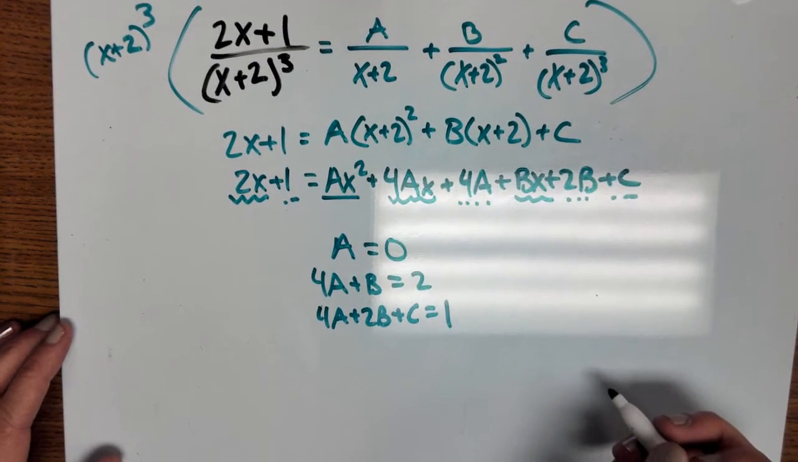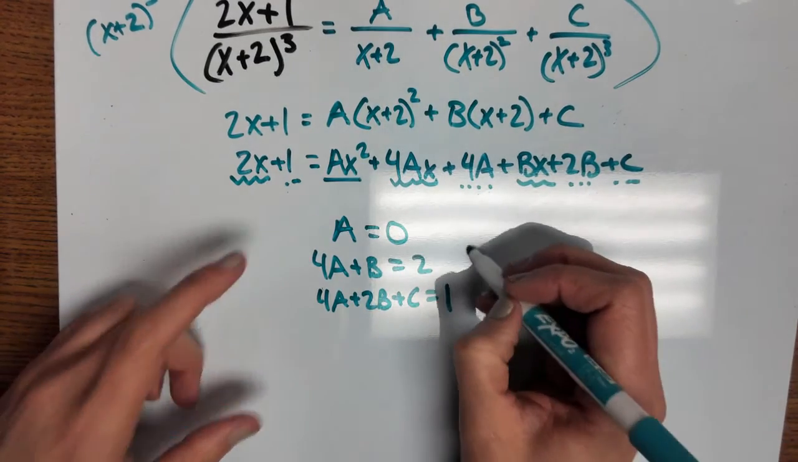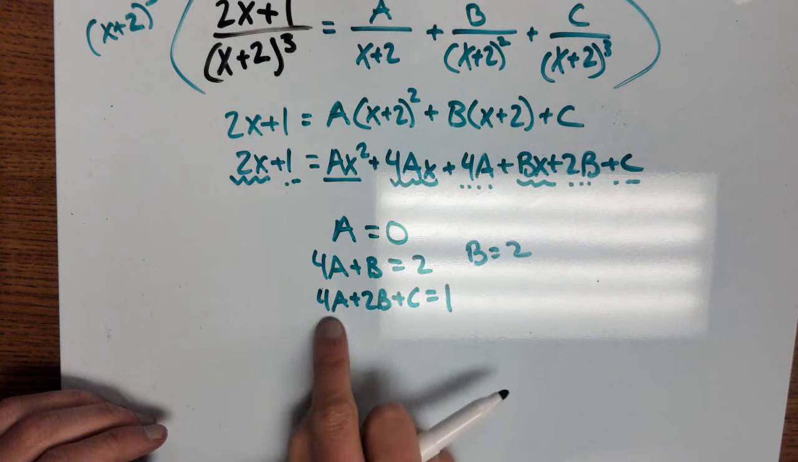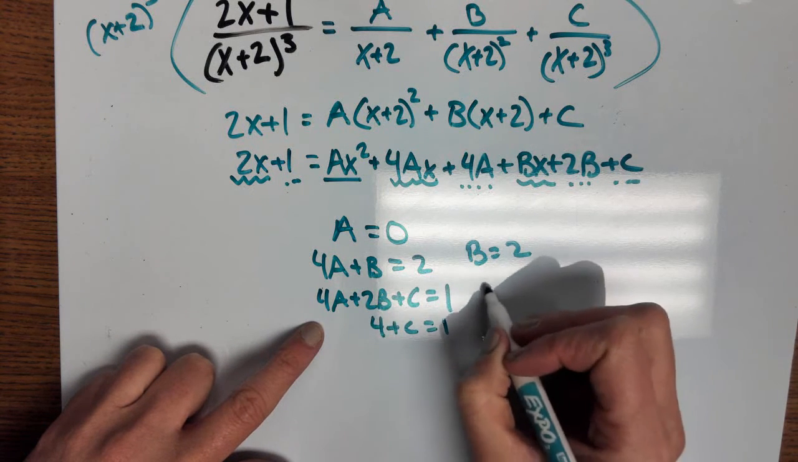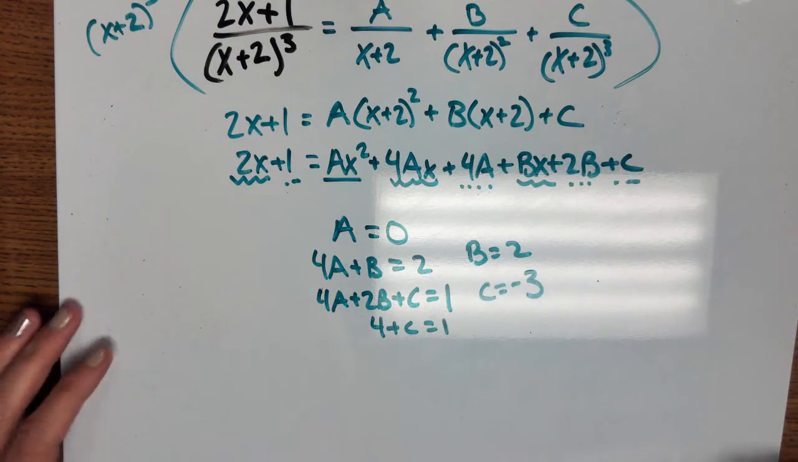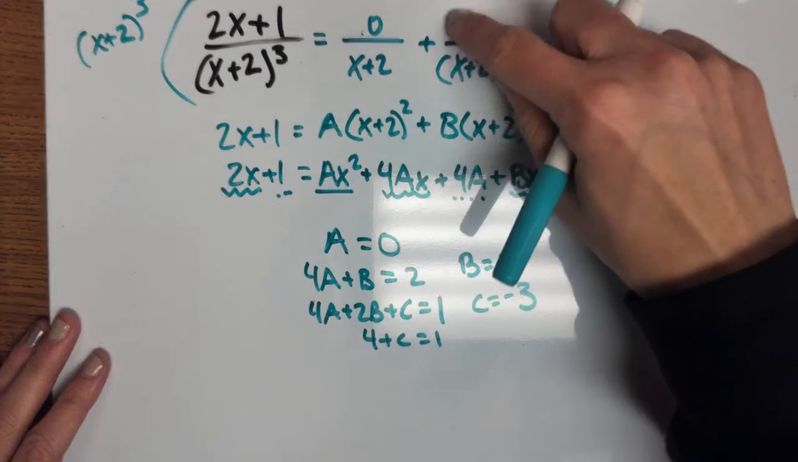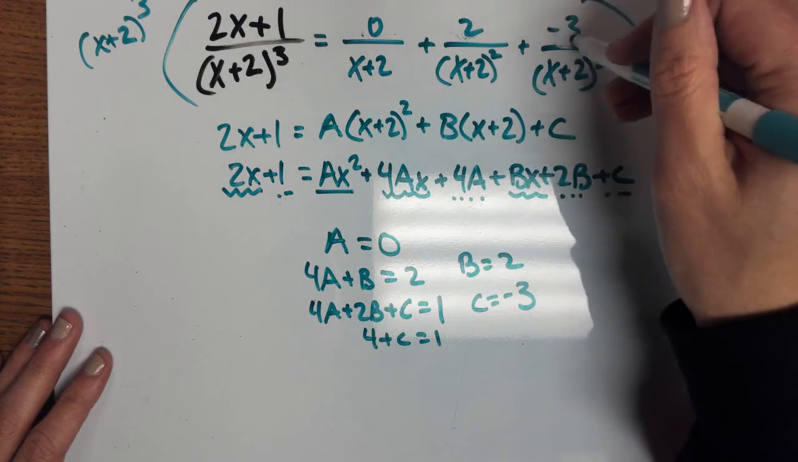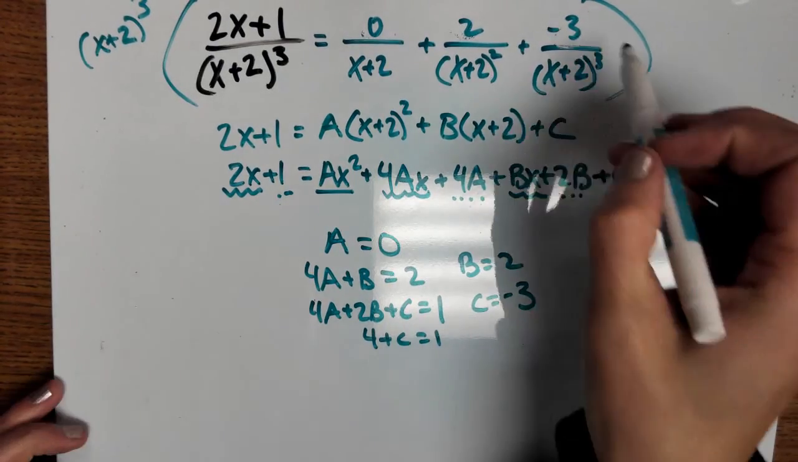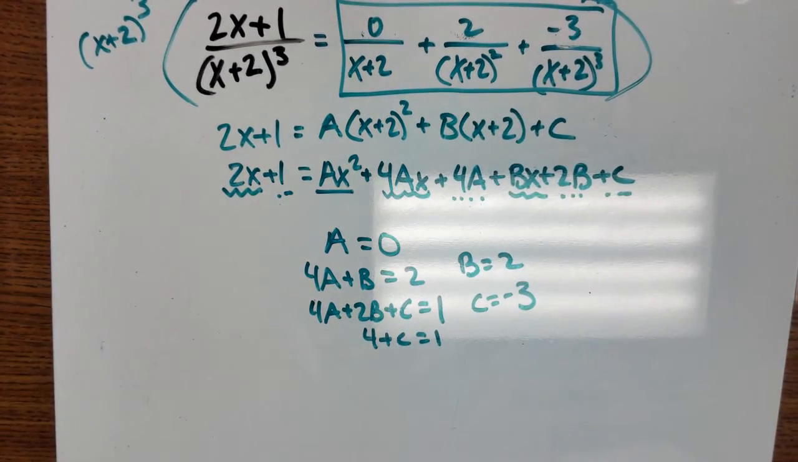So now that we have my system, we can either type it in or I would just solve it from here. It's quicker. B is 2. And then if I plug in 0 for A and 2 for B, I get 4 plus C is 1. Tells me C is negative 3. Then remember, just go back up, change out your A, B, and C. B is 2. C, you could put your negative 3 up here, or you could change it to minus that. That right there is the decomposition of those factors.